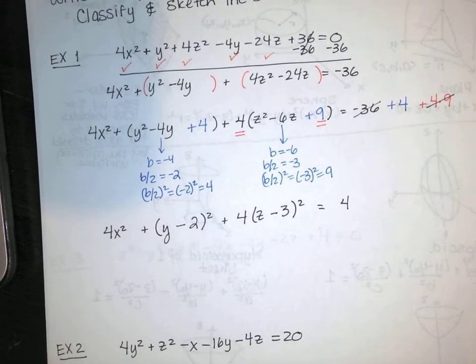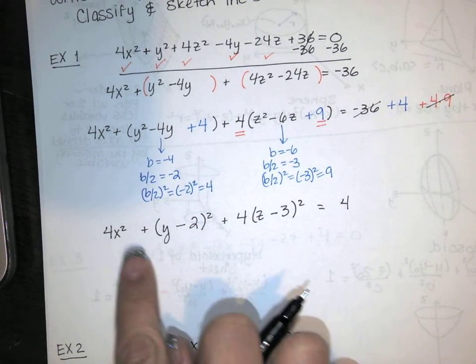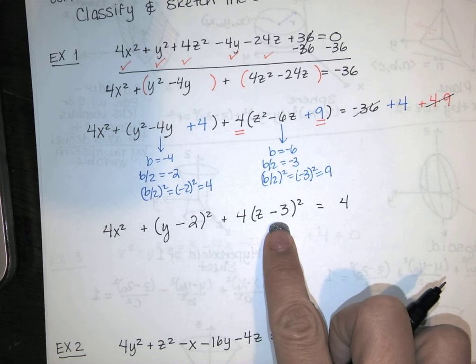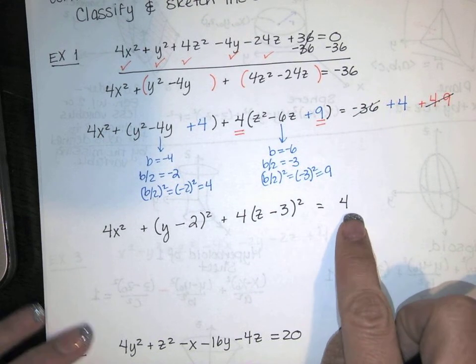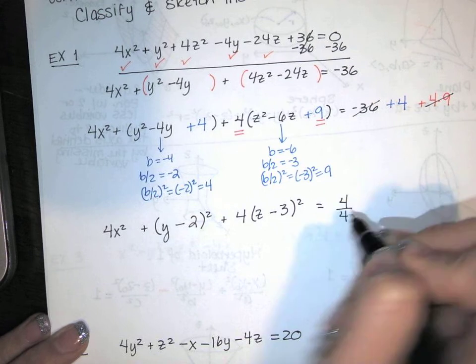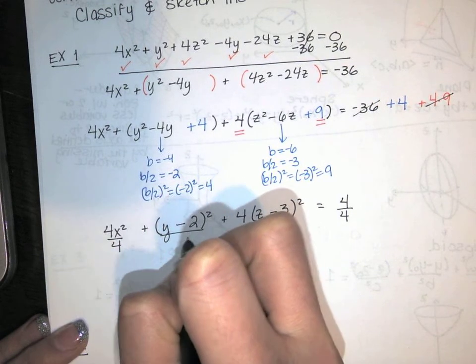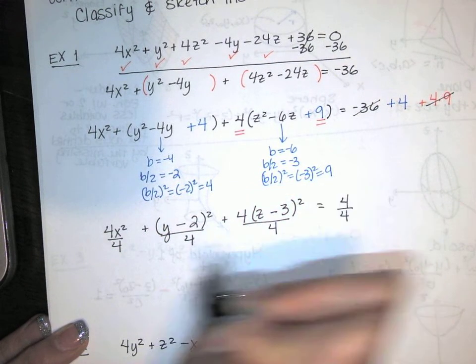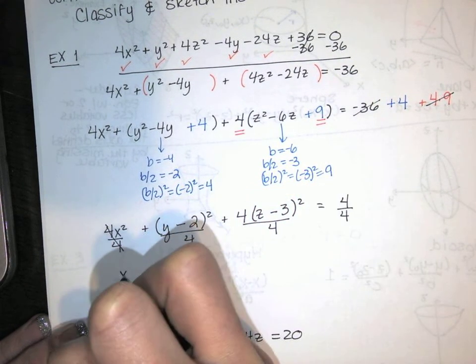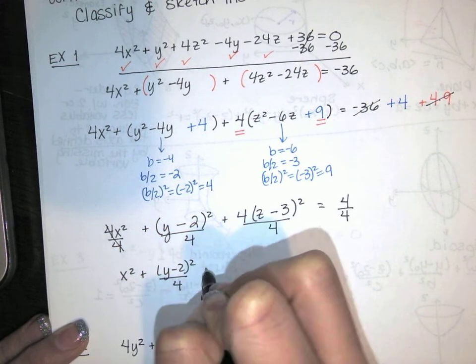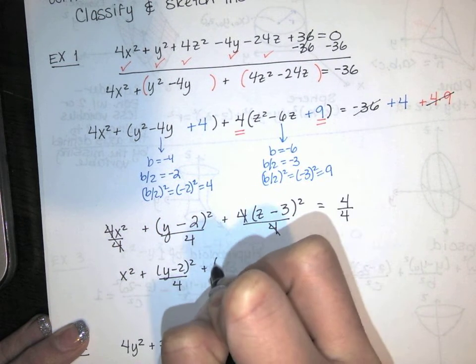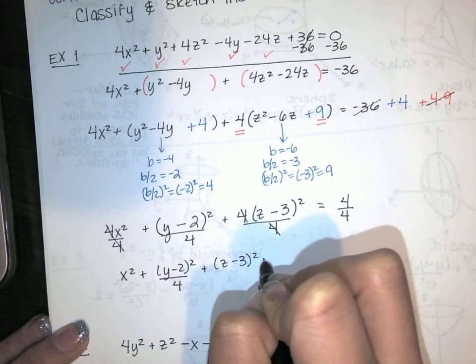So we're here. I've got 3 variables that are all squared. I've got a 4 on the right hand side. I'd really like that to be a 1, so I'll divide everything by 4. So we get x squared plus y minus 2 squared over 4, and the 4 is reduced there, plus z minus 3 squared equals 1.